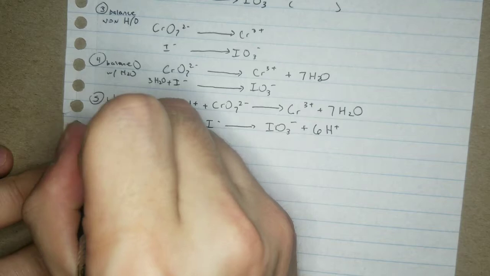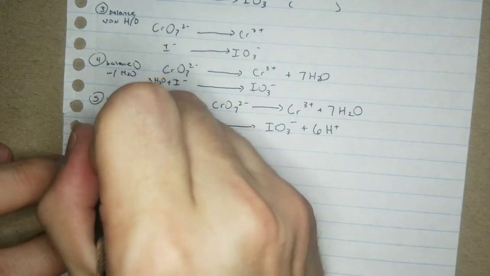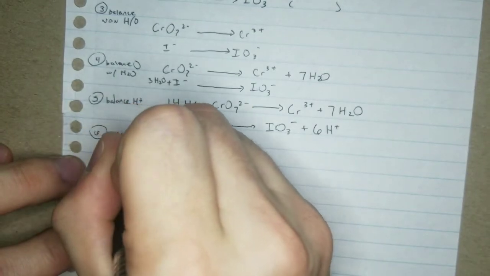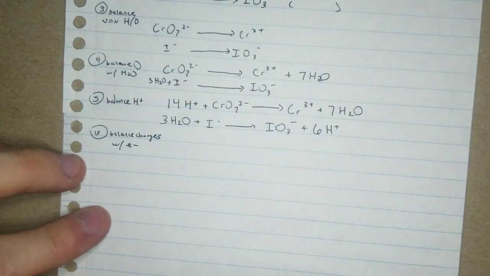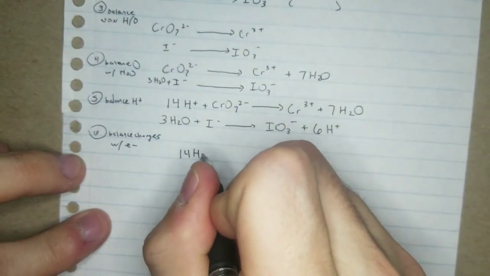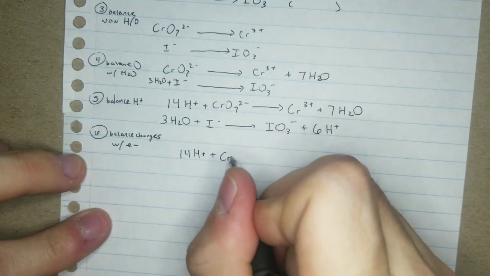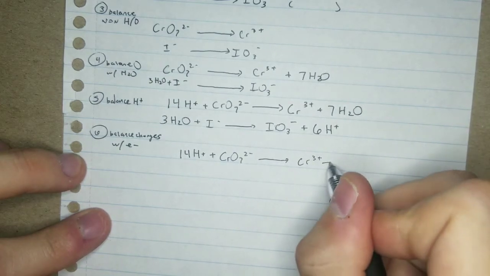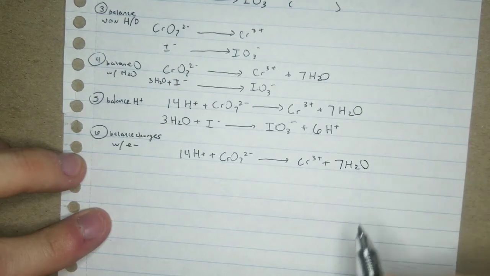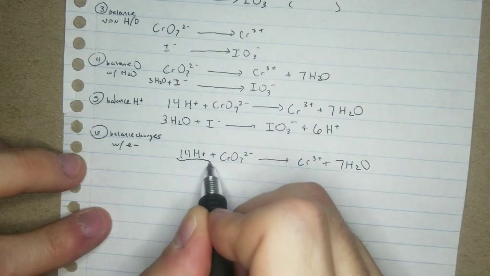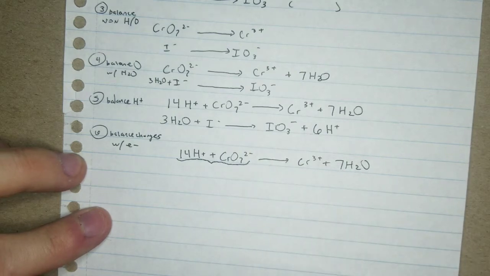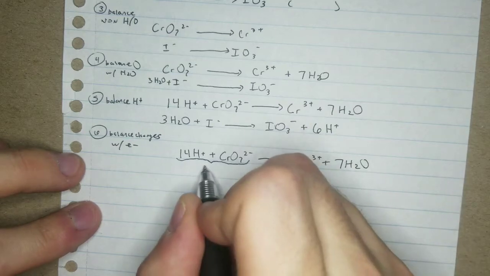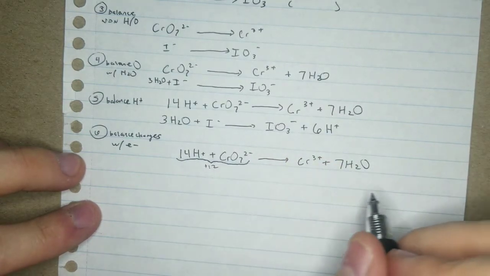Now we're going to move down to step 6, balance the charges with electrons. Okay, so here we have 14 H+ plus Cr2O7 2- yields 2 Cr3+ plus 7 H2O. Over here we have positive 14 on this side, and then we have the 2 minus, so this is going to end up being a positive 12 as the full charge of that side.